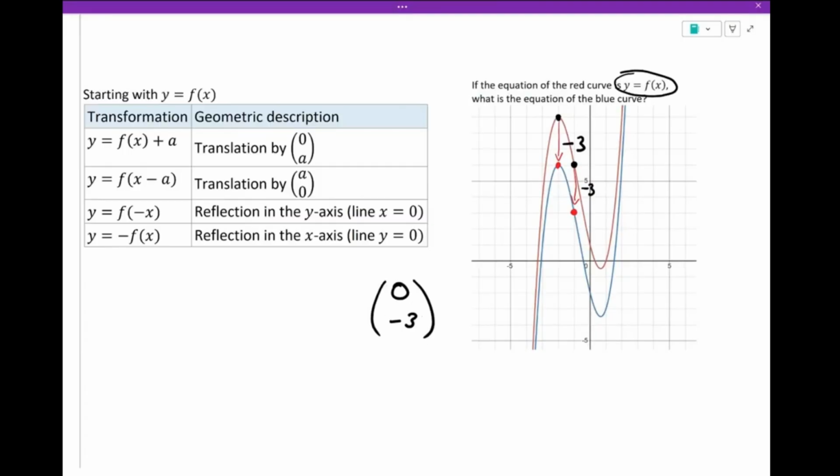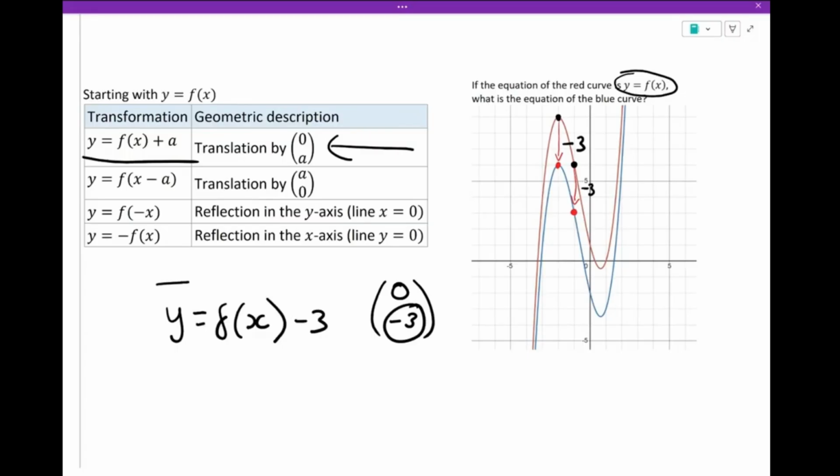Now, if it's a vertical translation, which is what we've got here, then we're looking at the top row in our table. So we can write out our equation. It's going to be y equals f of x, and our value for a is going to be our vertical component, so it's going to be negative 3. So that would be the final equation of our blue curve. Let's have a look at one more question.